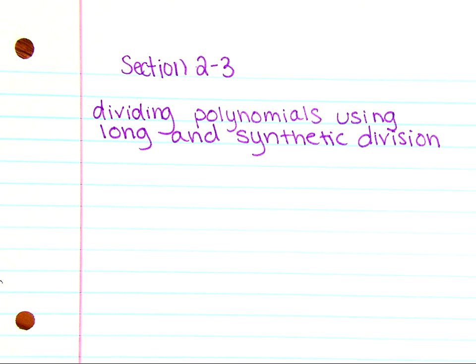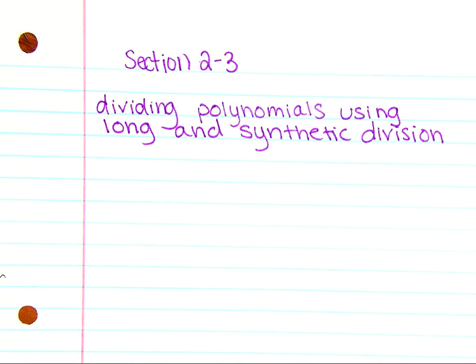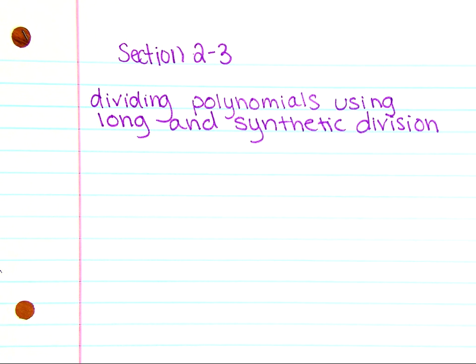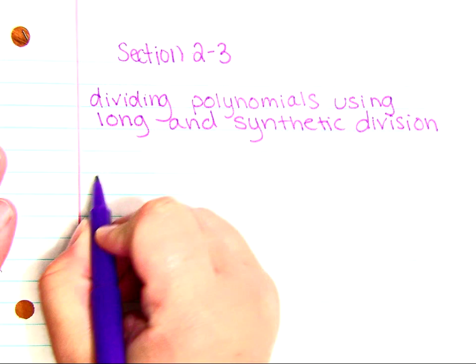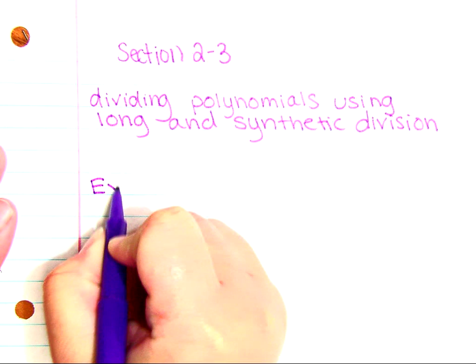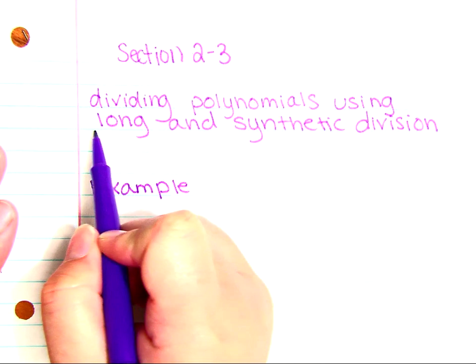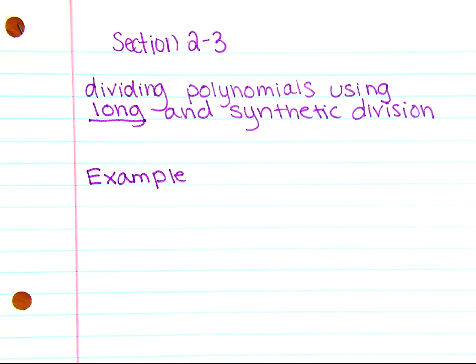You will see that when we do our examples, what they allow us to do is completely factor a polynomial, which allows us to find the zeros, or where the graph crosses the x-axis, okay? So what we're trying to do is divide a polynomial in order to find the zeros of the polynomial. So we're just going to get started with an example. And we're going to start in this video with long division, okay?